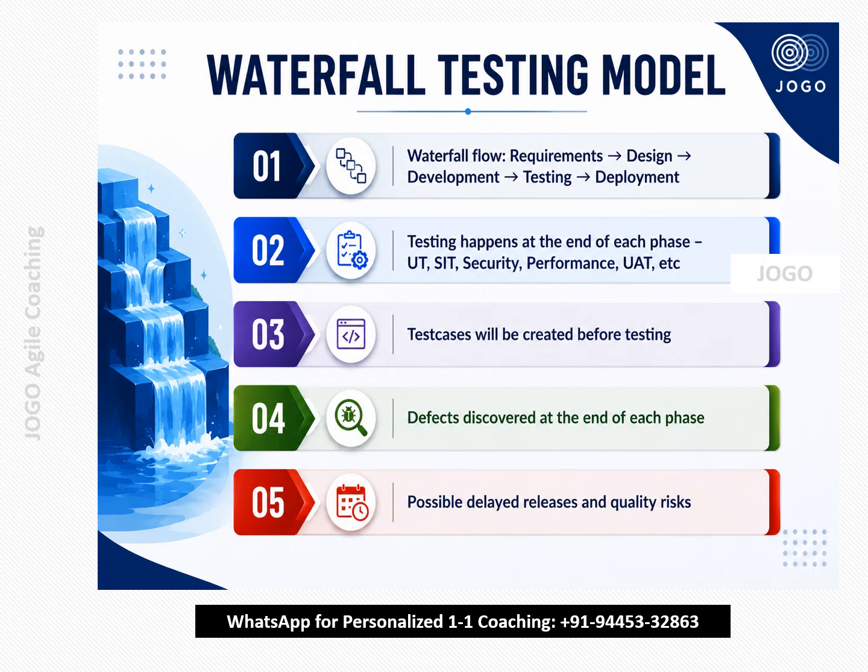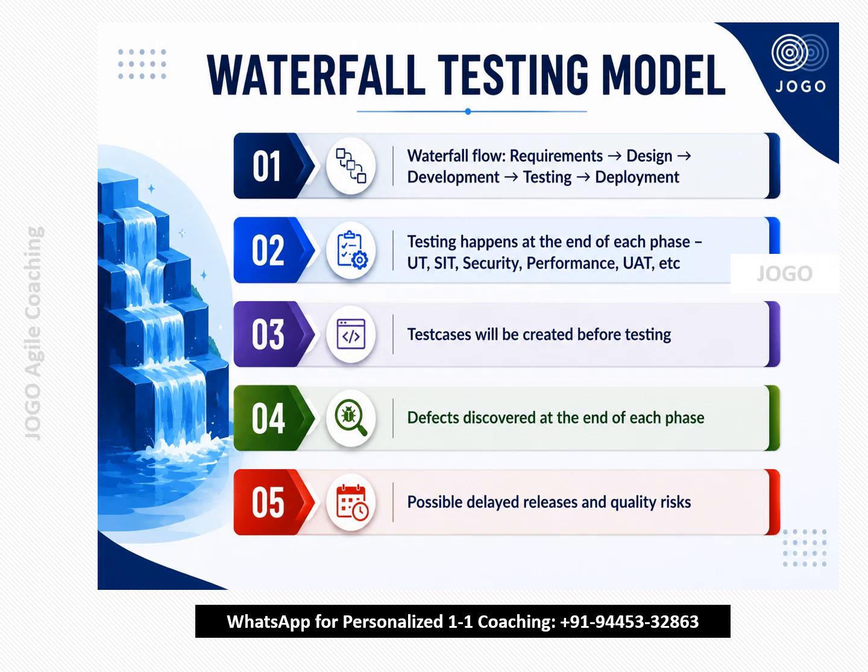Here the testing will happen at the end of each phase. Mostly it will be unit testing, system testing, security testing, performance testing and UAT. So all these testings will be part of each phase. For example, in development, we will do the unit testing. In the testing phase, we will do system testing, etc. Here, test cases will be prepared before starting the testing. So this is how the waterfall testing works.